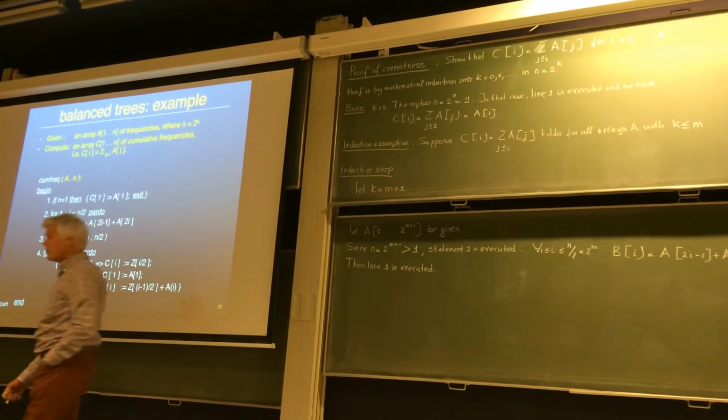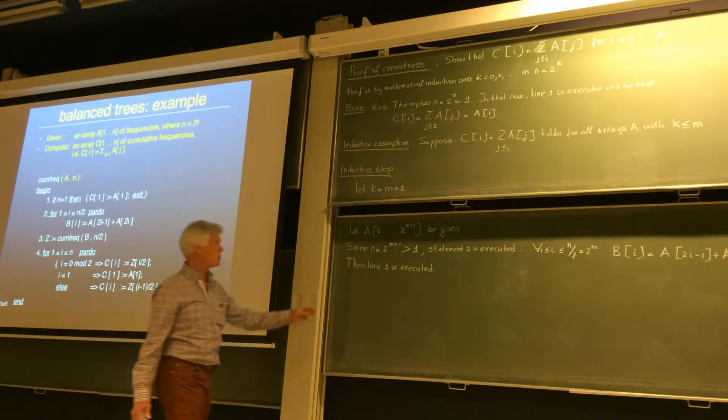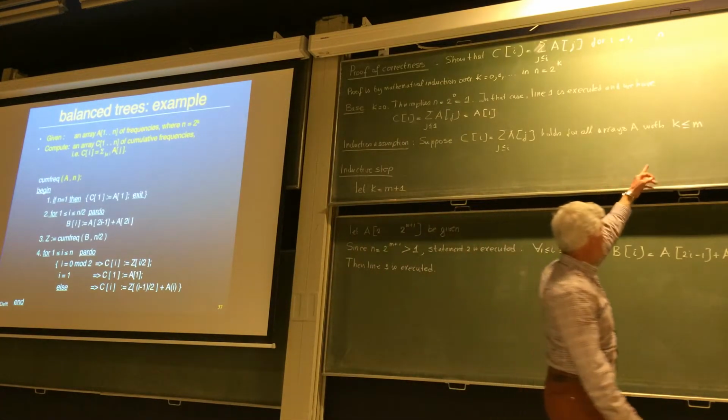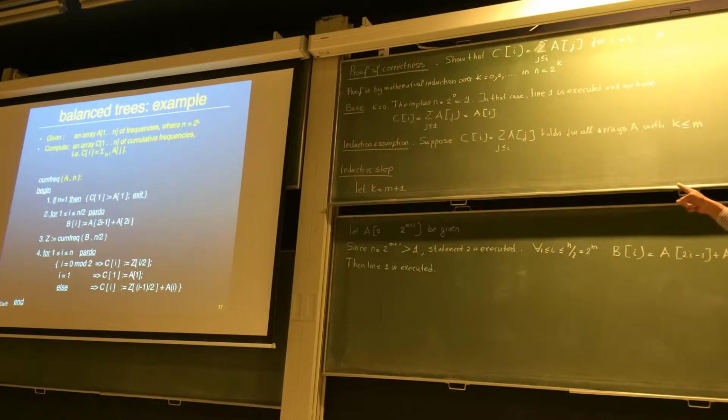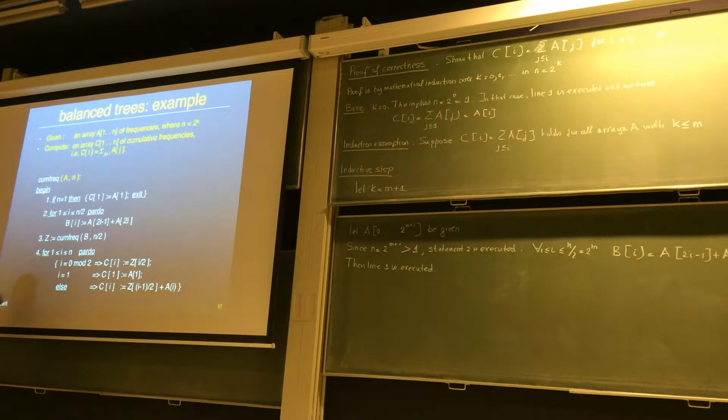But now an important property can be established with respect to the outcome here of Z. Note that here we have an array of n divided by 2, so that means an array of 2 to the power n. And that means that k is less than or equal to n. And that means that for those arrays, the induction hypothesis holds. So we are sure that after execution of step 3, there is a relationship between Z and B. Z is the cumulative frequency array with respect to B.